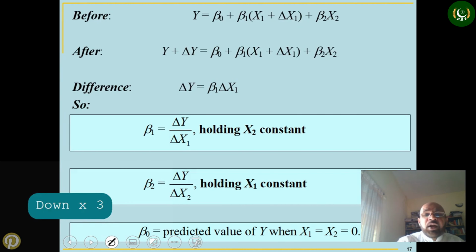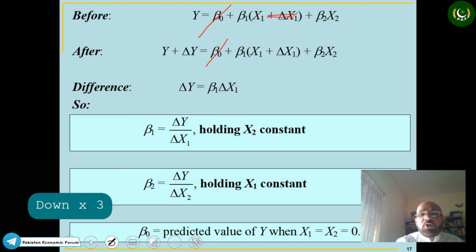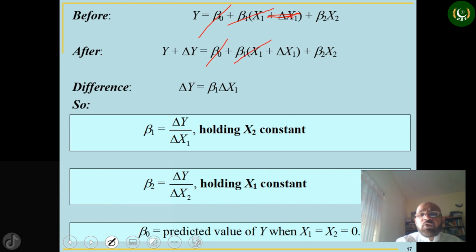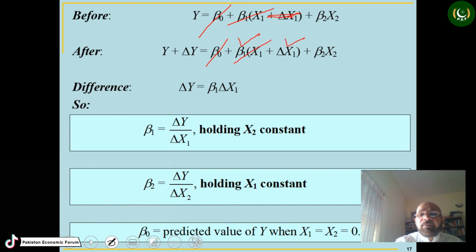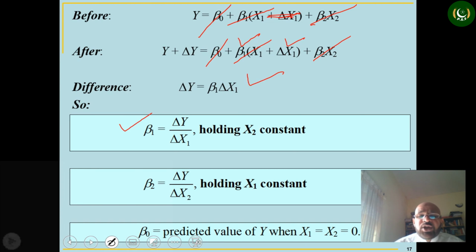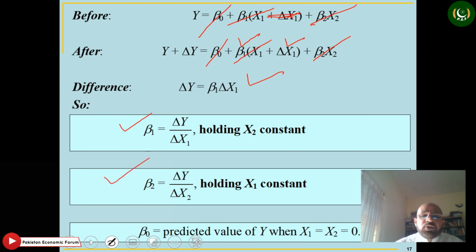That effect before and after, this beta naught is wrongly written. So this beta 1 x1 will cancel out, only this one will be left, and this will cancel out. So the difference, after minus before, will be... and what do we say? Beta 1 is the change in y due to a change in x1 holding x2 constant, and similarly beta 2 is the change in y due to a change in x2 holding x1 constant.